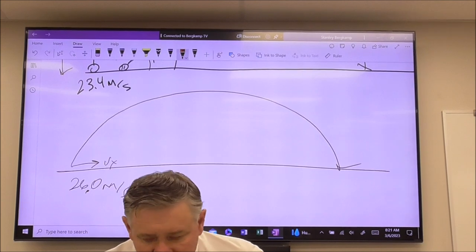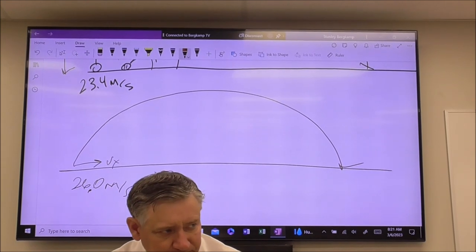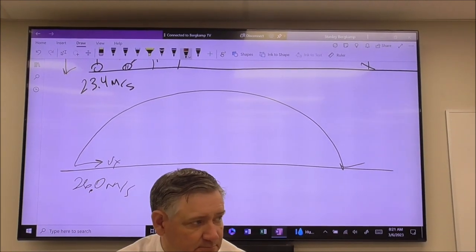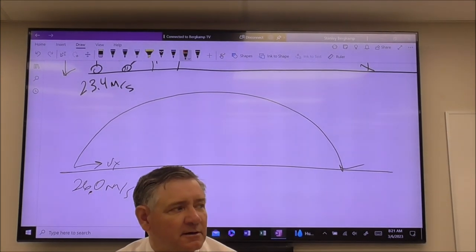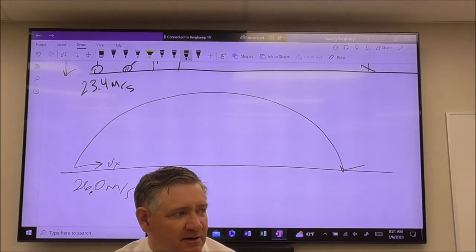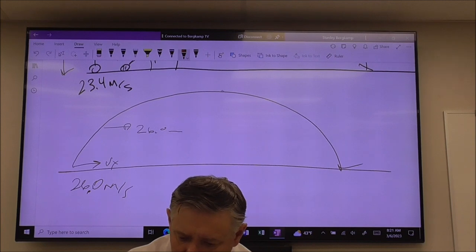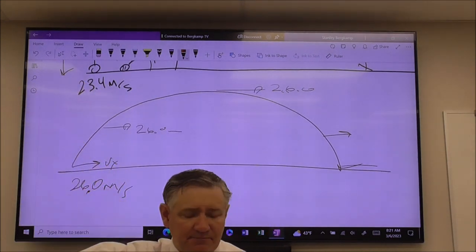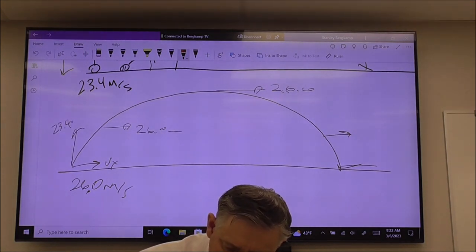Now, as it flies through the air with the greatest of ease, what's going to happen to that Vx component? What's going to happen to that Vx as it flies through the air? It's going to start to slow down. No. It's my horizontal velocity. What do we assume about our horizontal velocity? Just constant. Stays the same. So no matter where you are, even at the top, that Vx is not going to change. That's going to stay the same throughout the entire flight. It's going to start at 26 meters per second.